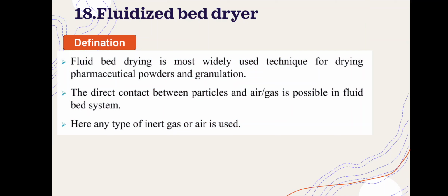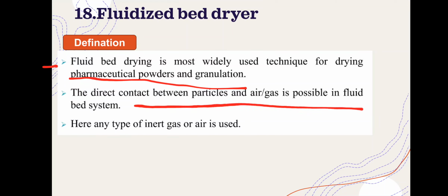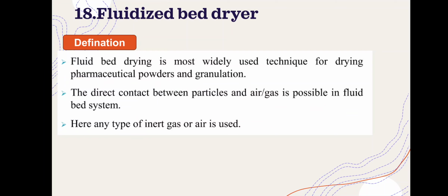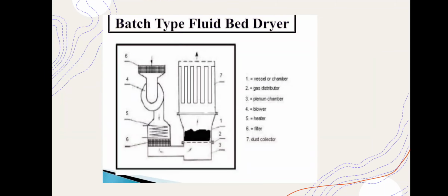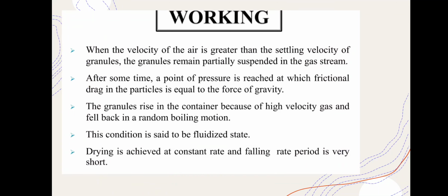Fluidized bed dryer. Fluid bed drying is the most widely used technique for drying pharmaceutical powders and granulations. Direct contact between the particles and the air or gas is possible in a fluid bed system. Here any type of inert gas can be used. Why do we use an inert gas? Inert gas is used here in a fluid bed dryer. Very important thing. This is one construction of a fluid bed dryer.